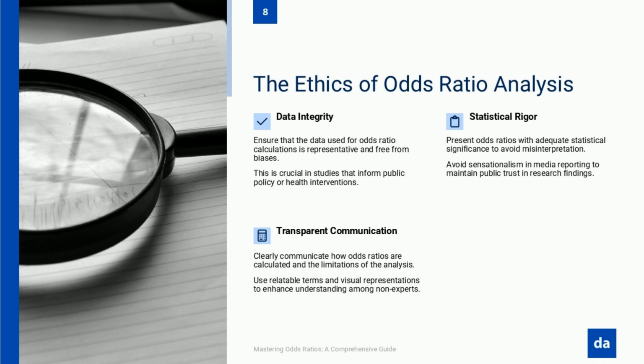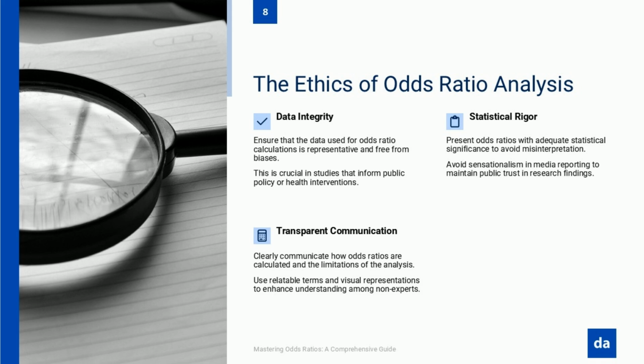Moreover, data scientists must be vigilant in ensuring that the data used for odds ratio calculations is representative and free from biases that could skew the results. This is particularly crucial in studies that inform public policy or health interventions, where misinterpretation or biased results can have far-reaching consequences. The ethical use of odds ratios also demands a commitment to statistical rigor.